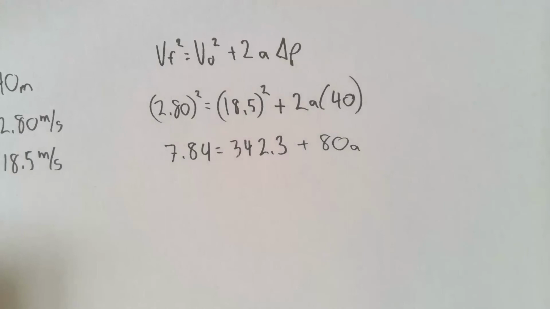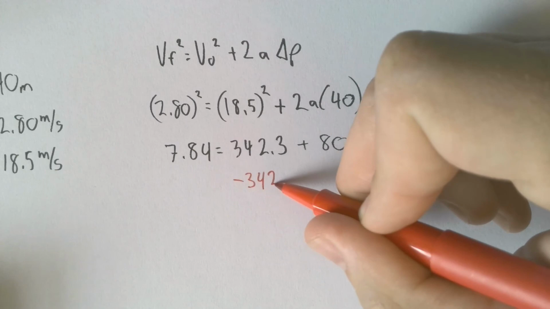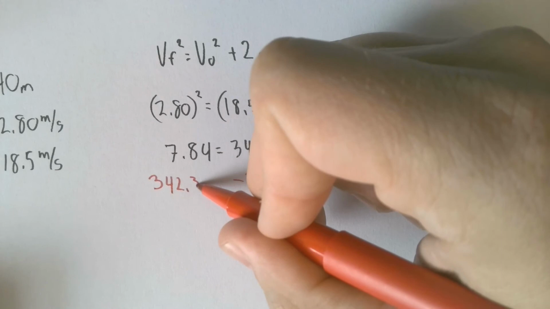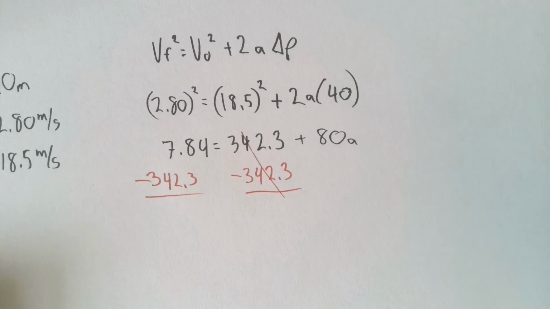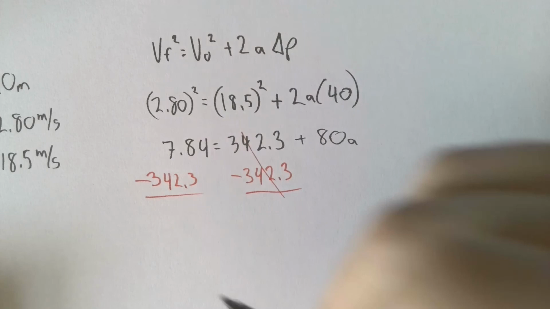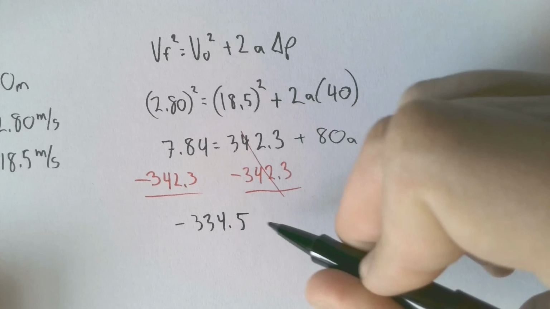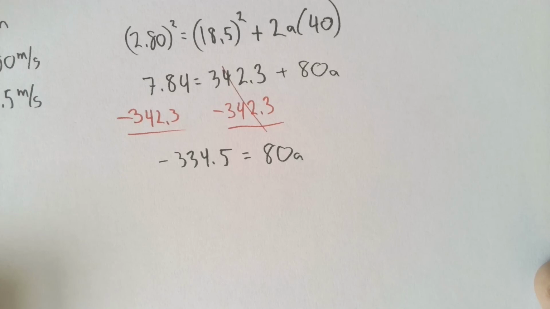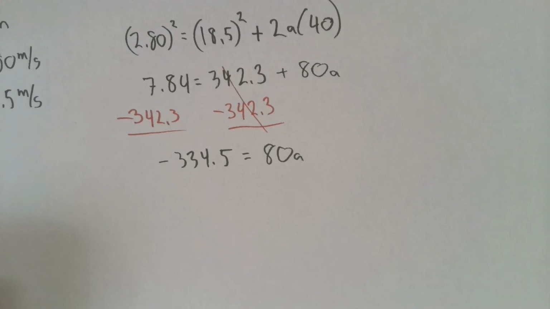So I would subtract this away. I want to get this away from the acceleration term. So subtract on both sides, -342.3. So on the left, I'll have -334.5 equals 80A. And then we'll divide by 80. Oh, no, we're good. Divide by 80. I'm nervous about this. I didn't get that answer last hour. Might have goofed. Let's see. I'm getting -4.18.